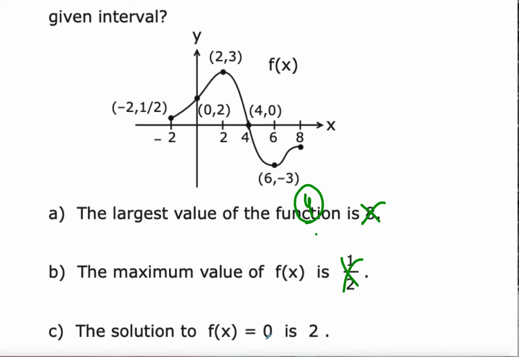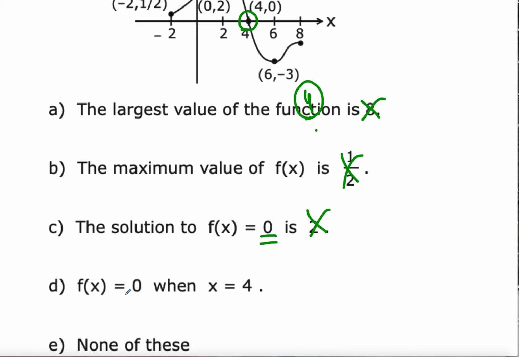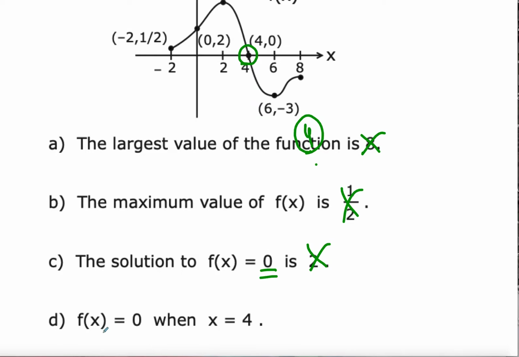Solution when they're equal to 0. So the fact that y is equal to 0 means we're looking at this value. That's when x equals 4, not 2. Oh, we talked about it just now. Y equal to 0, x-intercept right over here. That means when x equals 4. Therefore, choice D becomes your answer.